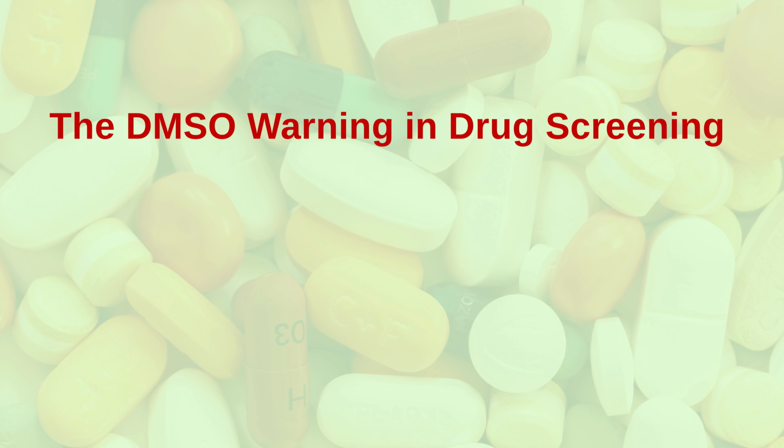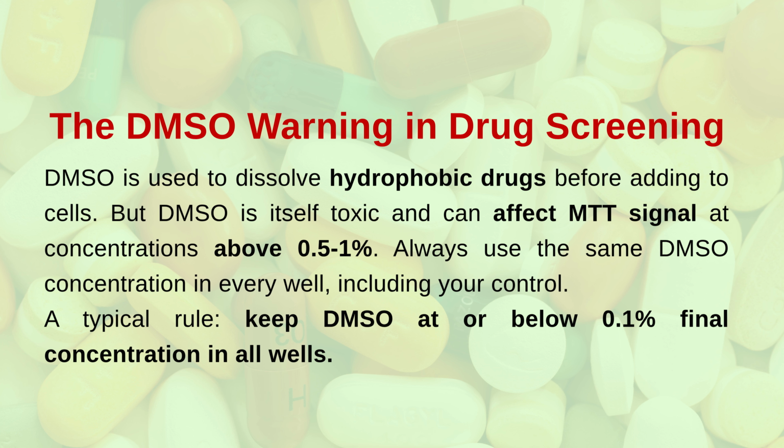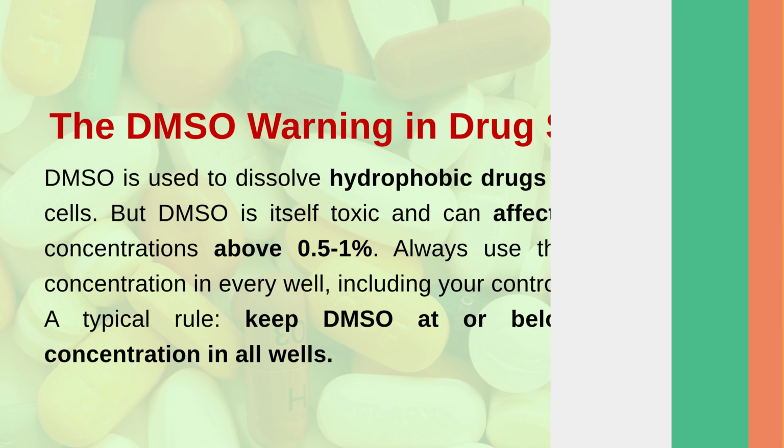The DMSO warning in drug screening. DMSO is used to dissolve hydrophobic drugs before adding to cells. But DMSO is itself toxic and can affect MTT signal at concentrations above 0.5 to 1%. Always use the same DMSO concentration in every well, including your control. A typical rule: keep DMSO at or below 0.1% final concentration in all wells.